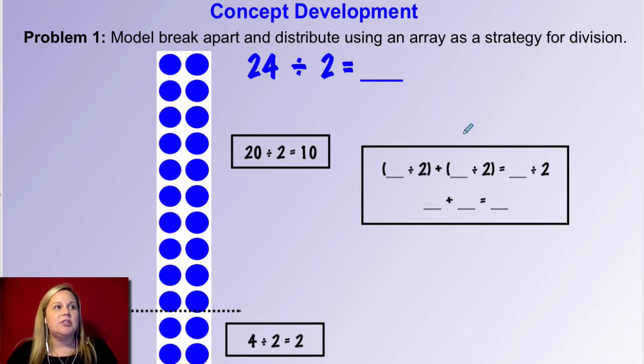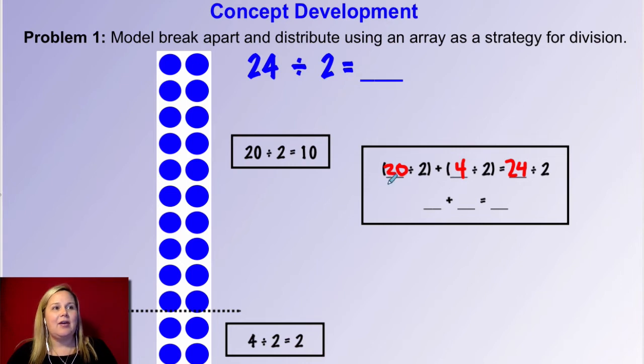Okay, friends, so now let's talk about this. So I'm going to steal right from here, 20 divided by 2. So there's my 20 divided by 2. And my other array that I have is 4 divided by 2. So I'm going to squeeze that in there. And I know that my whole array has 24 dots in it. So that's really 24 divided by 2. So if I were to add 20 divided by 2 plus 4 divided by 2, that's going to give me 24 divided by 2.